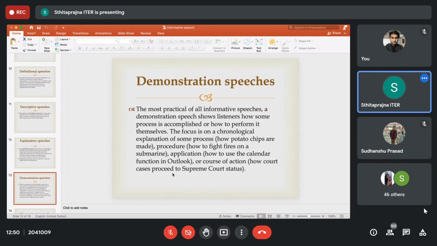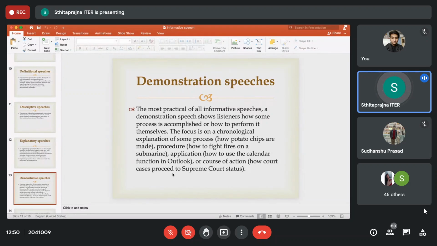And then you have demonstration speeches. Now, this is a very practical aspect of all informative speeches because you literally demonstrate. You show your listeners how some process is accomplished or how to perform it themselves. So you're demonstrating. You have all those little videos on YouTube on how to do things, isn't it? So the focus is on a chronology explanation.